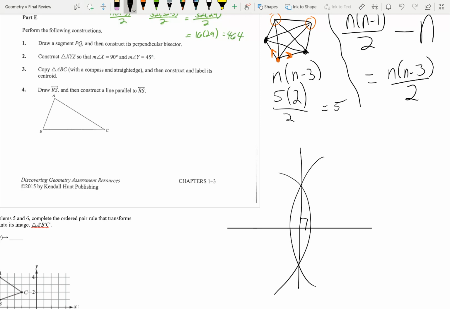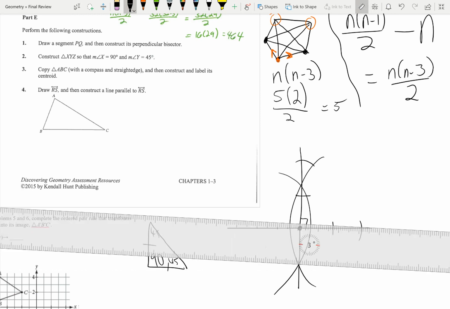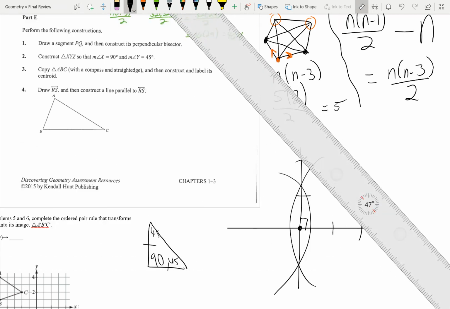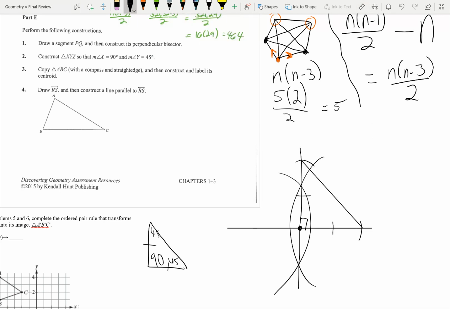Then do another perpendicular bisector. That would work. But remember, if we have a 90-degree angle and this is 45, then the other one would have to be 45. So really what we have is a right isosceles triangle. So if I just set my compass right here and swing an arc up here and then swing the same arc down here, that's going to make these sides congruent, which will make it isosceles. And then all I have to do is connect these together, and I'm automatically going to have both of them be 45 degrees. Okay.